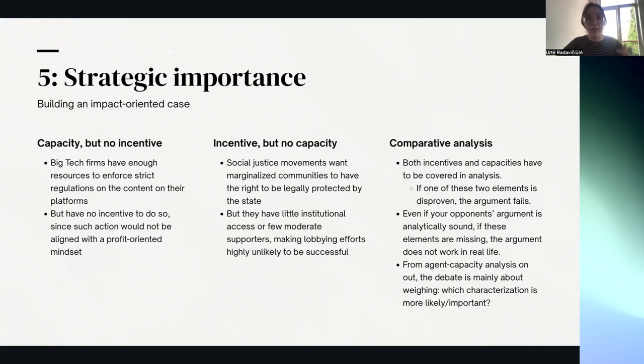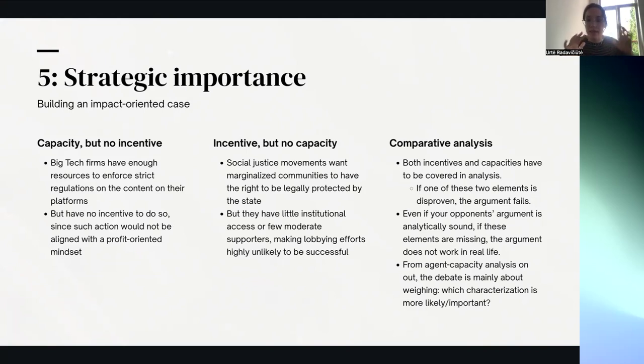You don't have to target them in their entirety. You have to target a very crucial link that causes the impact to actually be attainable. So even if your opponent's argument is analytically sound, even if both of those parts are there, one of them might not be good enough. One of them might not be as charitable to the actual fabric of the way that the world works or whatever else.